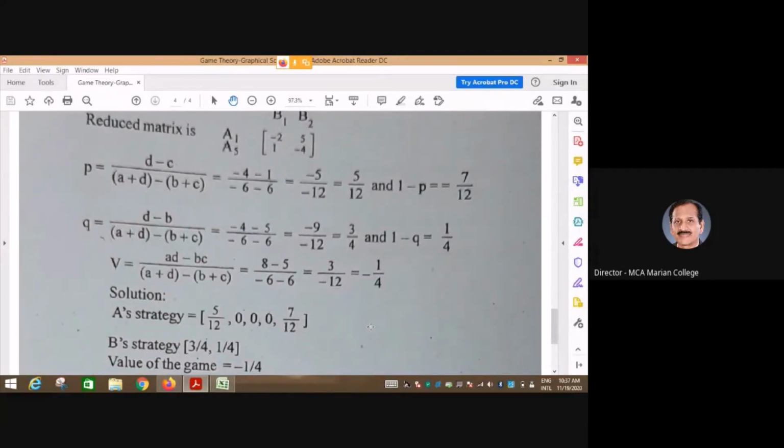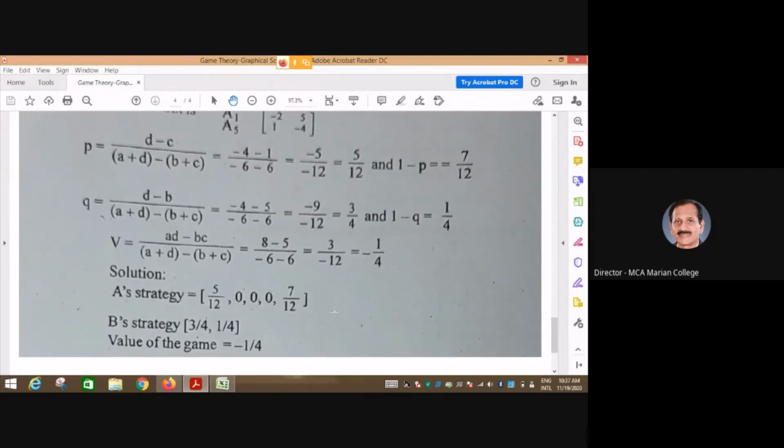So I will choose strategy A1 with a probability 5 by 12 and strategy A5 with a probability 7 by 12. So in this case, B's strategy will be, we will choose B1 with a probability 3 by 4 and B2 with a probability 1 by 4. And the value of the game is minus 1 by 4. So that is the solution of this problem. And this is the m by 2 case.